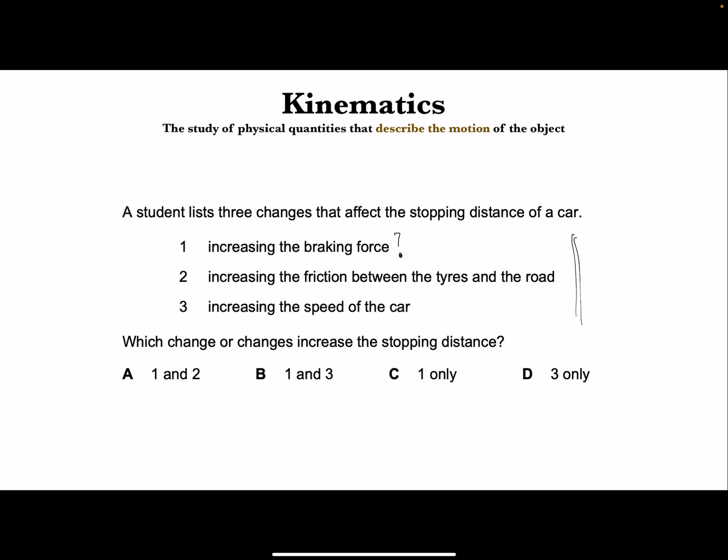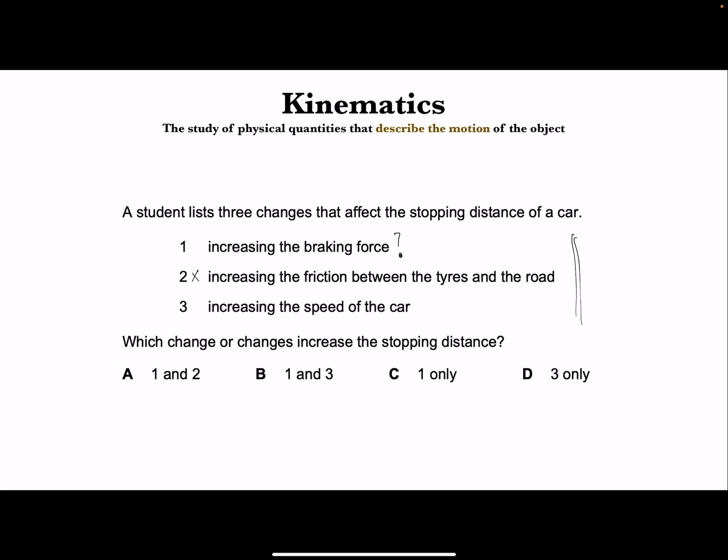And so I'm like, okay, if I increase the friction between the tires and the road, it's going to stop me more, right? So it's going to decrease the stopping distance and not increase it. So I can cross off the second choice, because I know that that's not true. Increasing the friction would decrease the stopping distance.